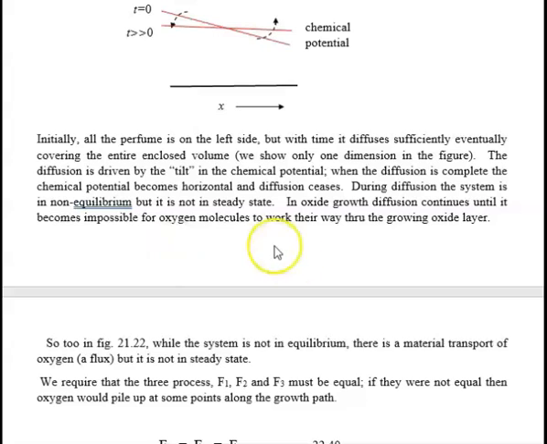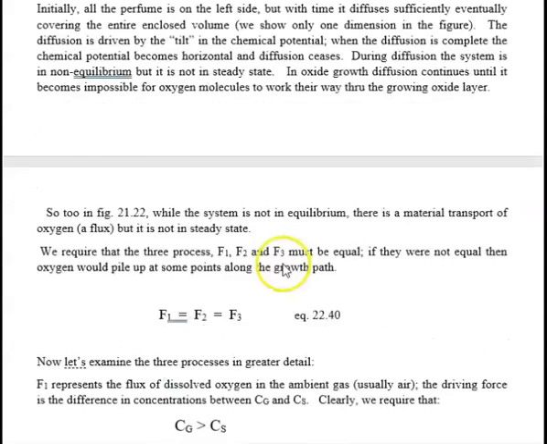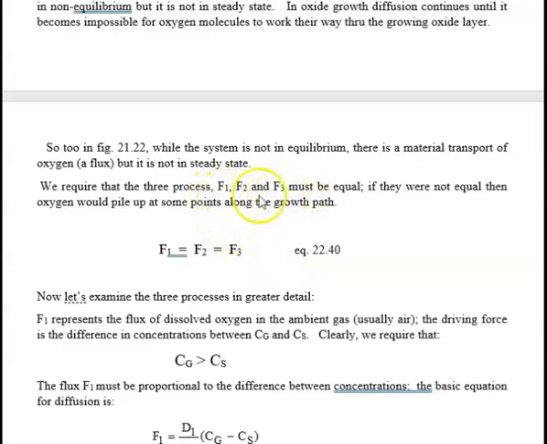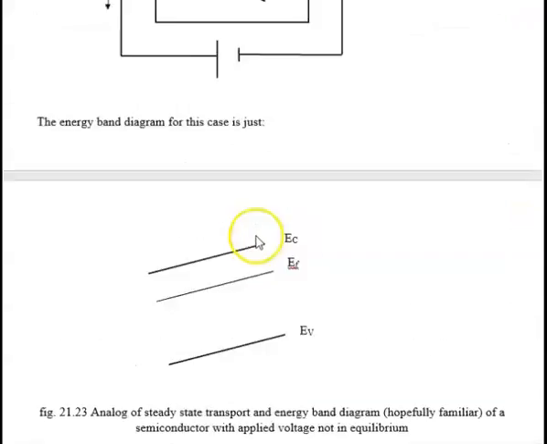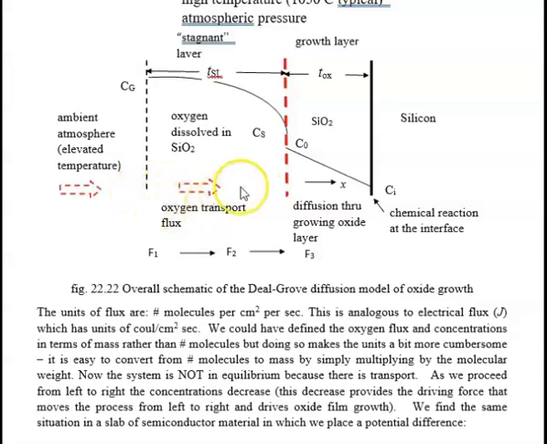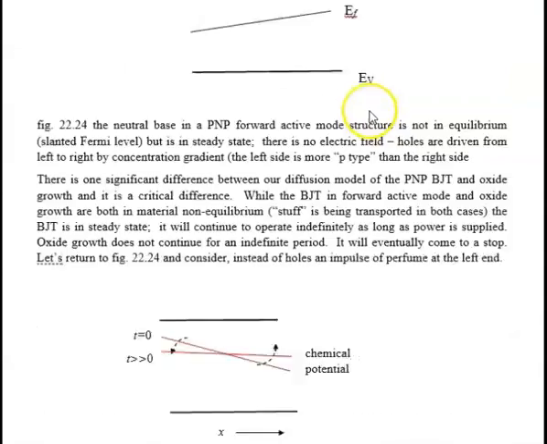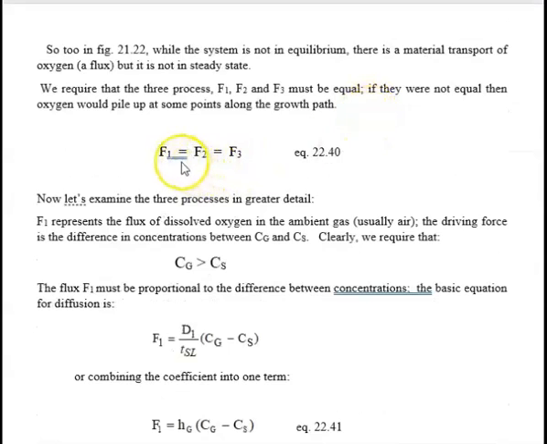Okay, so let's now analyze this a little bit more in detail. The first thing we require is that the three fluxes be equal: F1, F2, F3. Just to remind ourselves, back here this is F1, F2, and then F3 is when the oxygen molecules reach the promised land, the interface between the glass and the silicon. If they weren't equal, we'd have stuff piling up. That's not good. So we require that the three fluxes be equal, and then we're going to examine each one in somewhat more detail, keeping that in mind, and we'll use that later on.